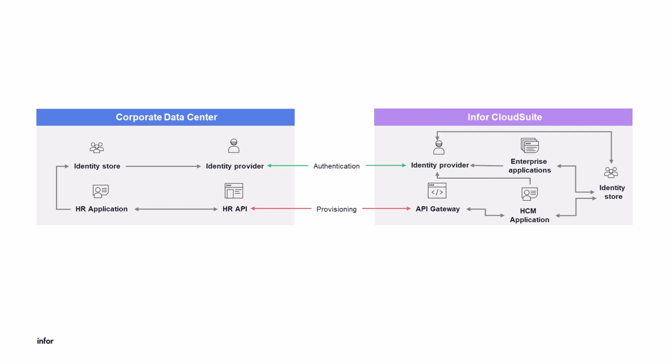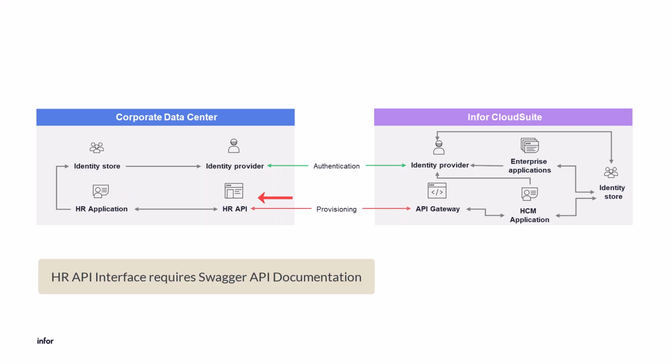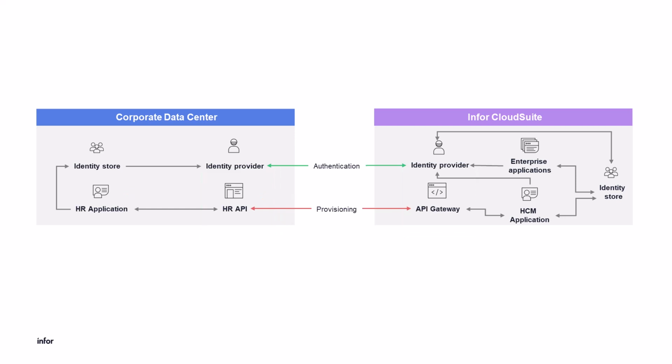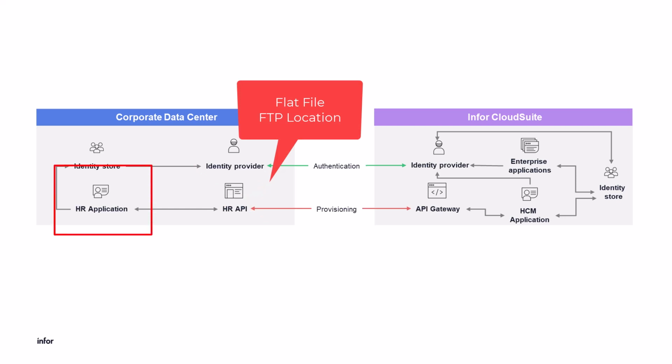Provisioning users this way can then use the API Gateway connection to an HR API interface on the corporate data center to update your HR application system. Please note, to use the HR API interface, it will require Swagger API documentation. If you do not have an HR API interface, a flat file can be dropped into a secure FTP location to be processed by your HR application.